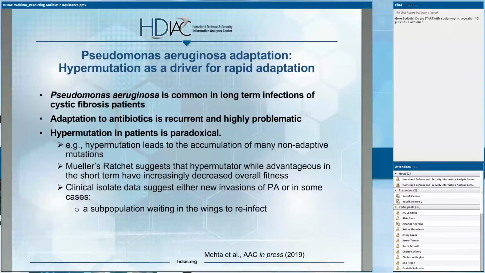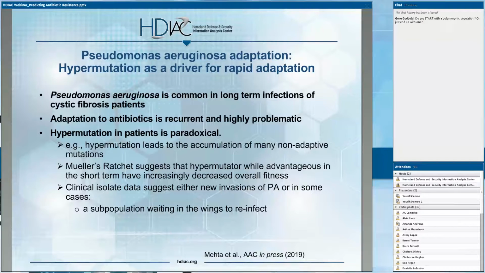In our second study, I think most people know a little bit more about Pseudomonas. It's responsible for long-term infections. We were interested in studying how hypermutation drives adaptation to drugs in Pseudomonas. So hypermutation is just this phenomenon where you get a mutation, usually in a DNA repair enzyme, that leads to the accumulation of more mutations in the population just because DNA replication is not as accurate, and therefore you accumulate mutations just willy-nilly everywhere in the genome.